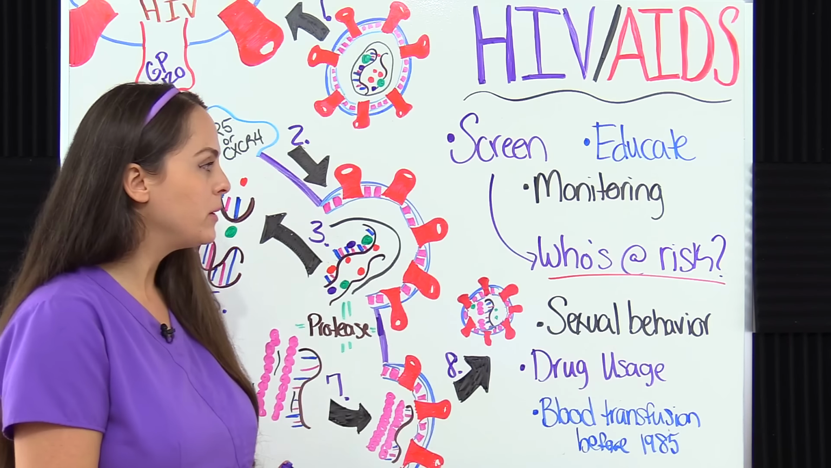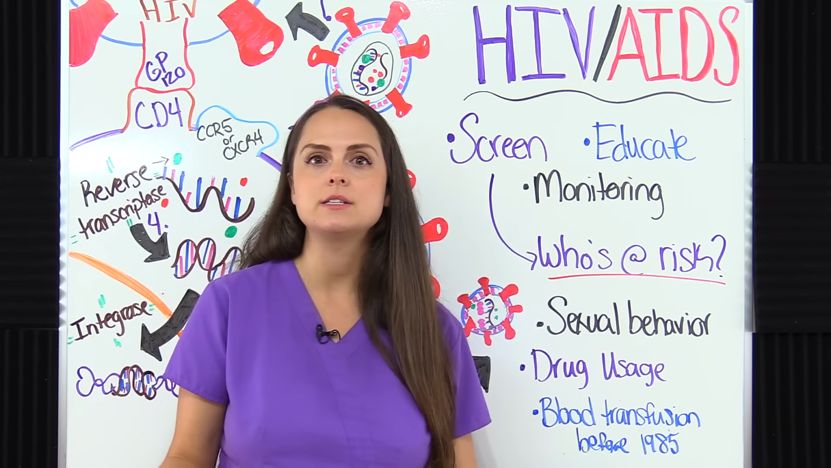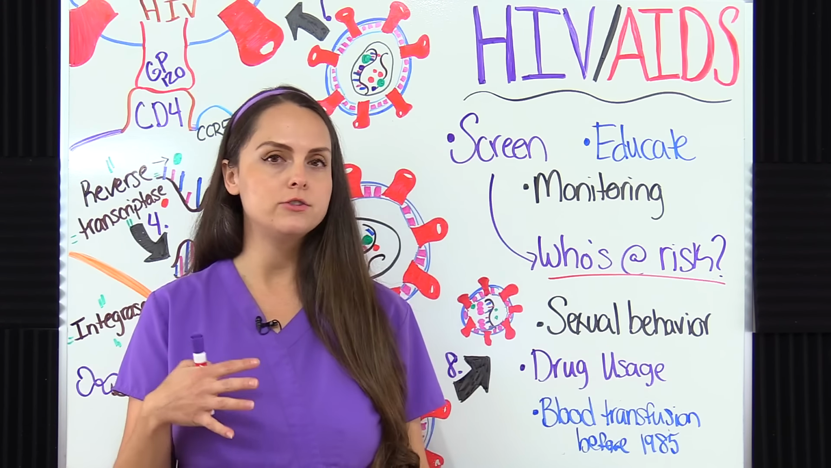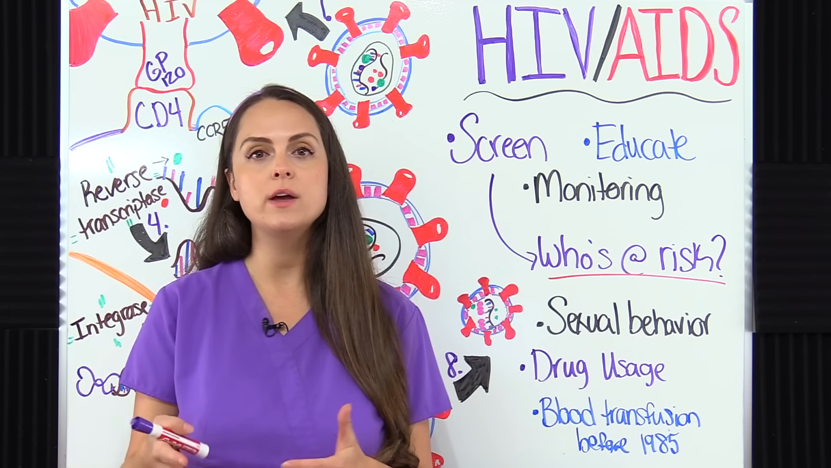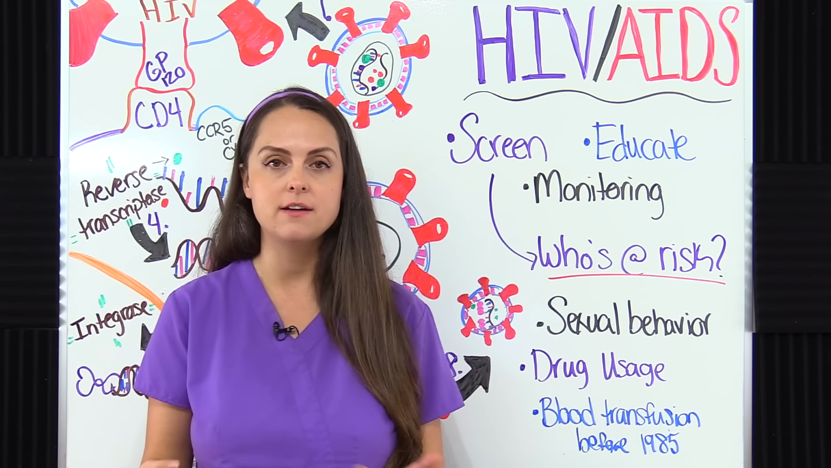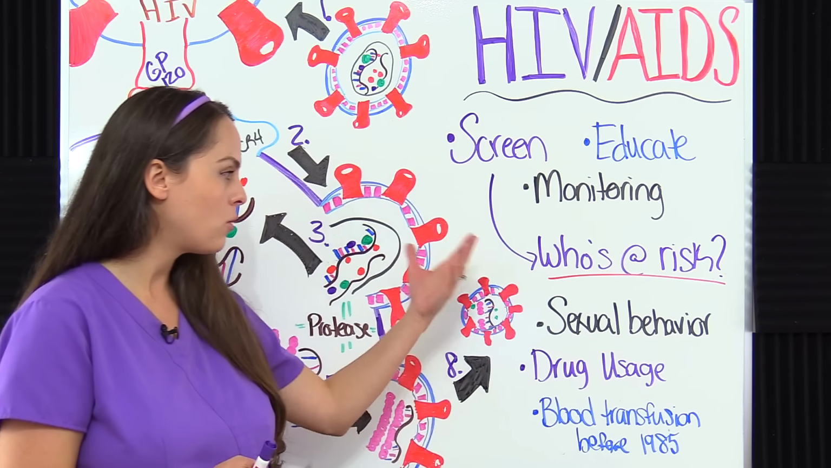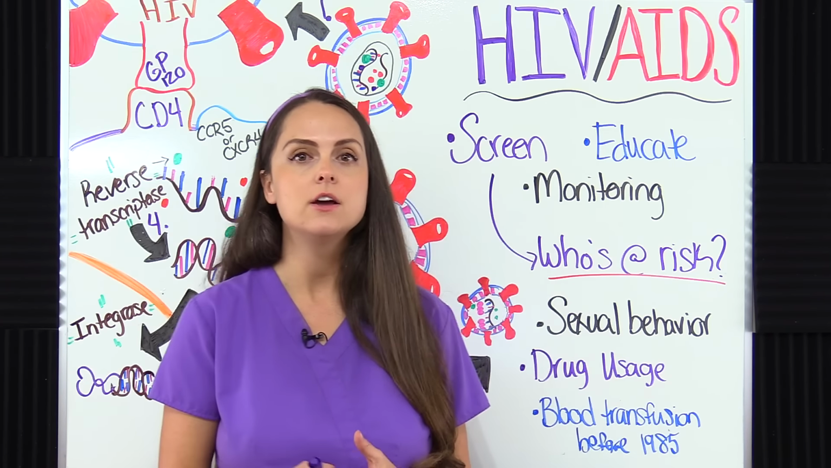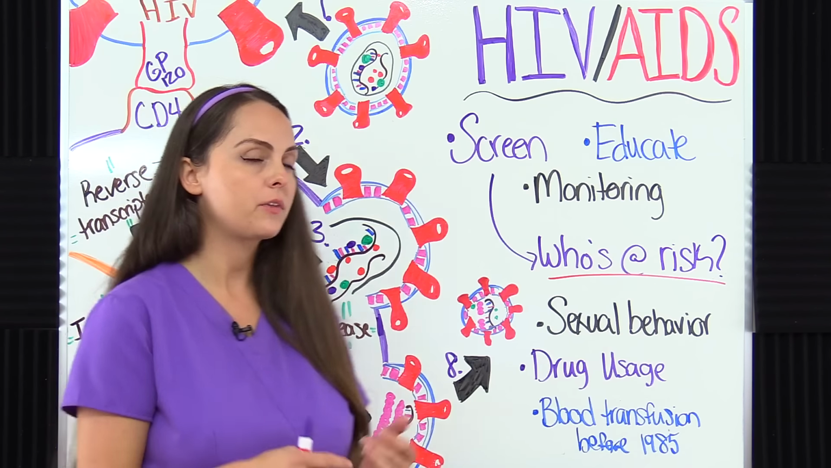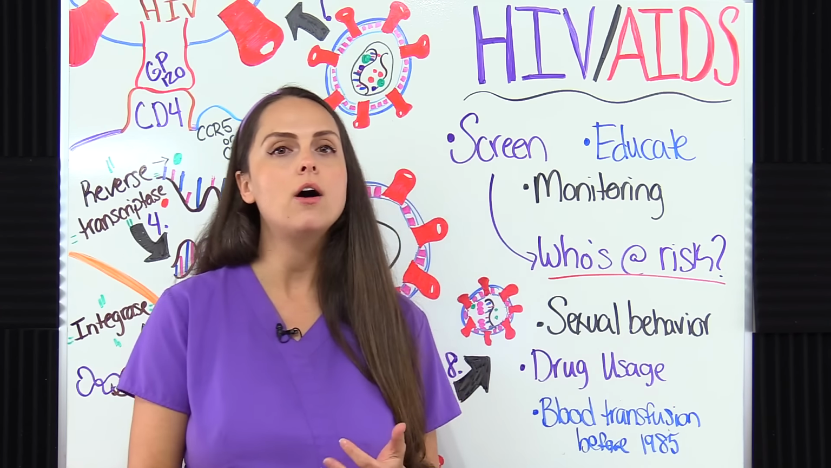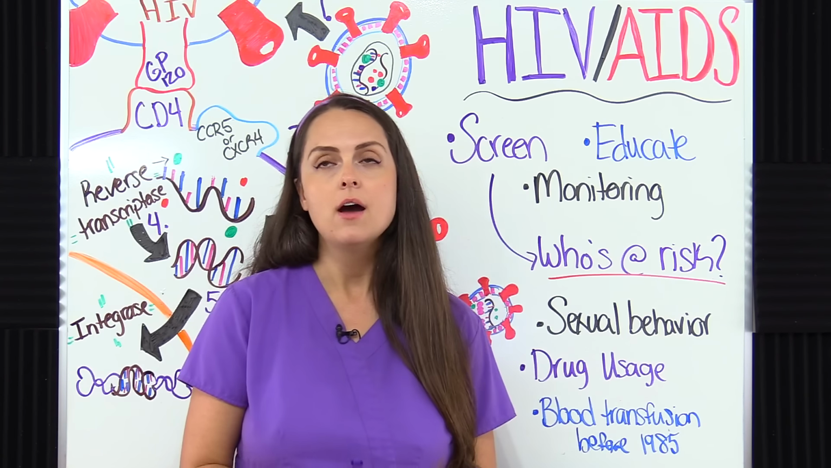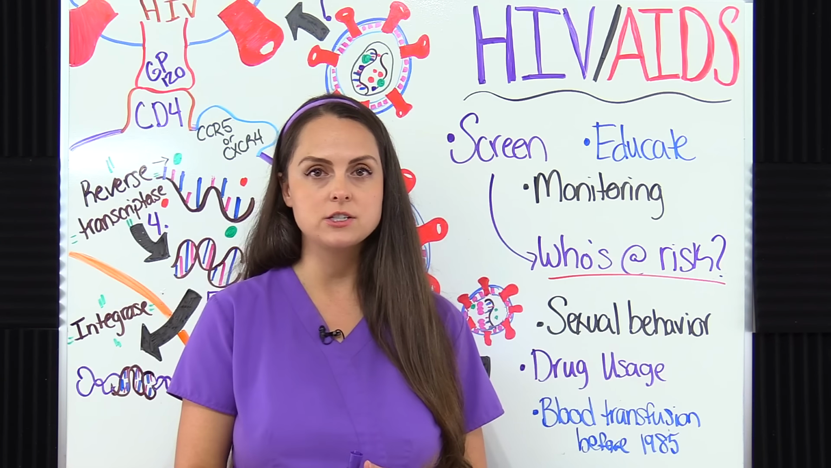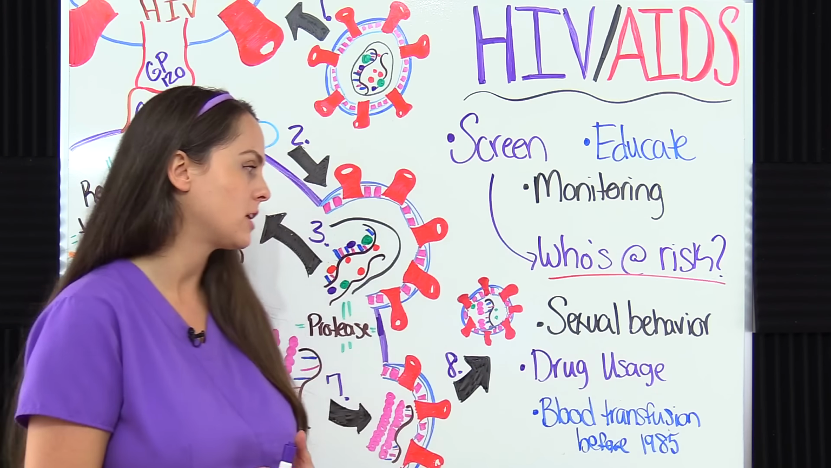So with screening, we want to know who's at risk. So who is at risk for HIV? Well, anyone who engages in activities that are going to put their bloodstream or mucous membranes into contact with the fluids that can transmit HIV. So you want to ask them questions that can help identify if they are engaging in high-risk activities. For example, ask about their sexual behavior. Are they sexually active? If so, how often? How many partners do they have? What barrier methods do they use? And if they've ever had a sexually transmitted infection, because that increases the risk of developing HIV.